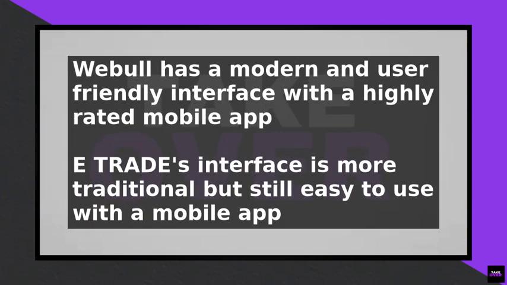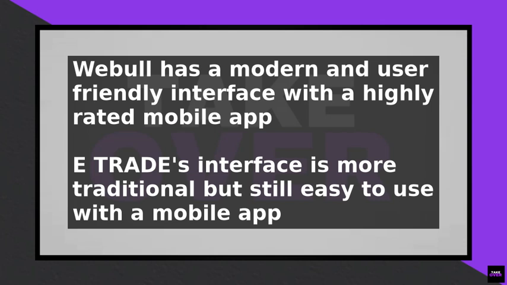Next, let's consider the user interface and mobile app. Webull has a more modern and user-friendly interface, with a highly rated mobile app that allows for easy trading on the go. E TRADE's interface is more traditional, but still easy to use, with a mobile app that is also highly rated.